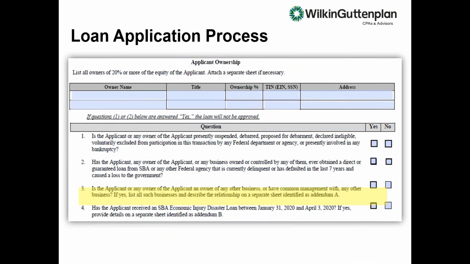I made the example before of, say you have a single owner who owns 3 businesses and they each have 200 employees. If that was the case, here on question 3, we would identify that there are affiliates, and then we would describe those relationships on a separate addendum. And we would also have to identify that we had 200 employees in each entity. And given that fact pattern, none of the 3 companies would qualify for a loan because together in the aggregate, they have 600 employees, and that exceeds the 500 allowable.